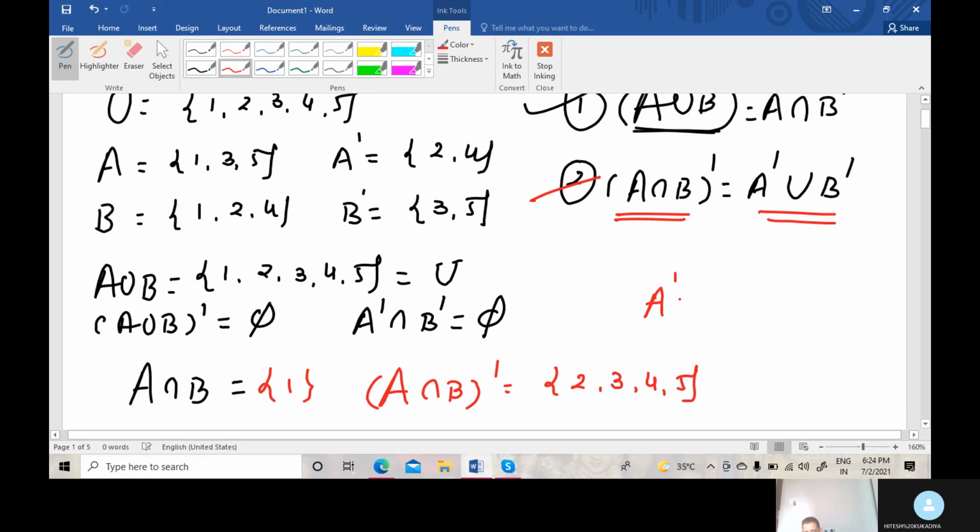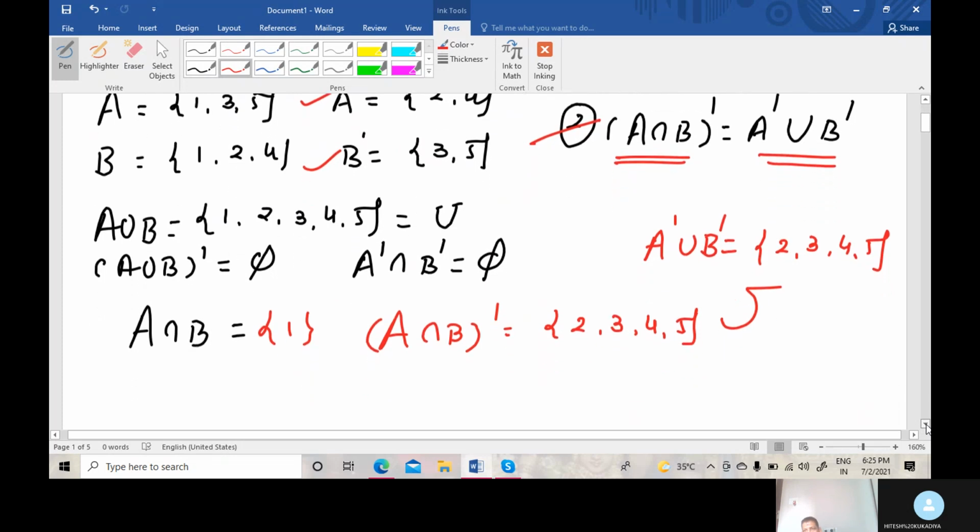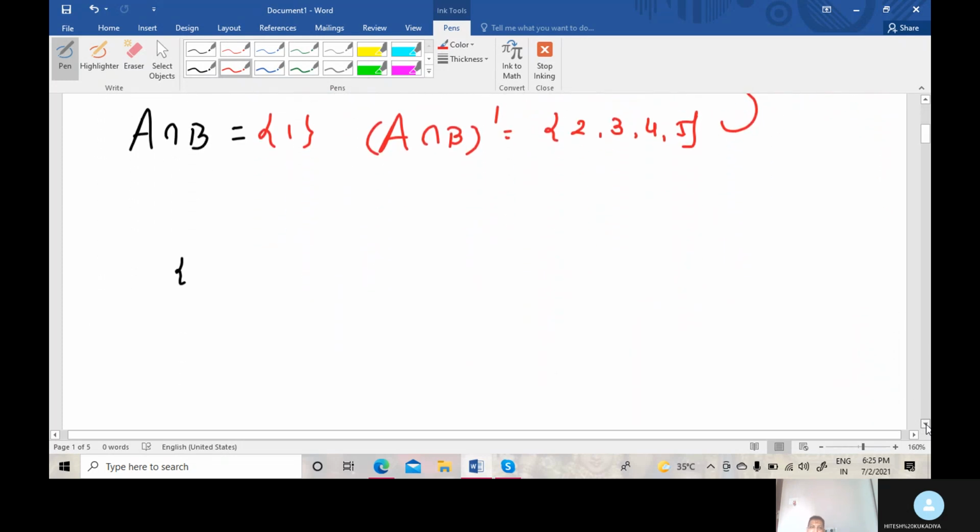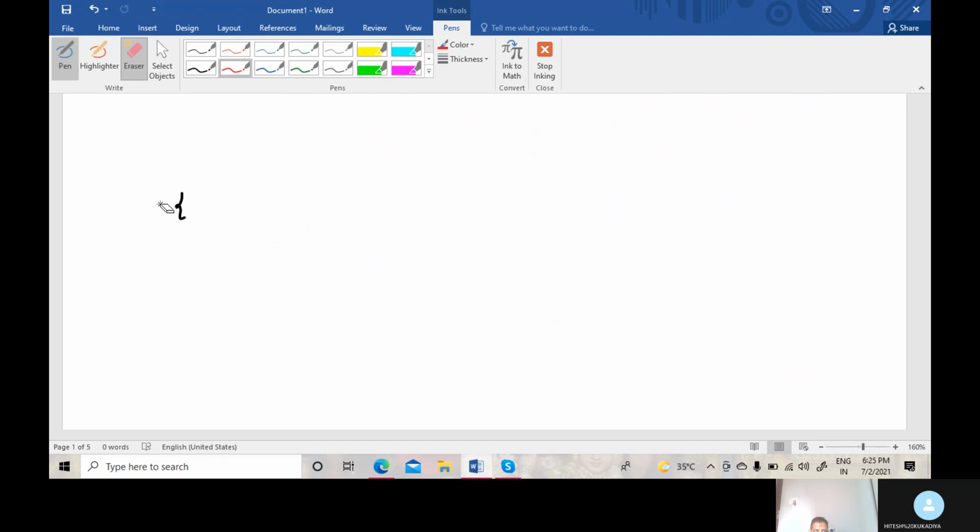Check here, A dash union B dash. Look here, A dash and B dash, take the union. So 2, 3, 4, 5. Is that clear, student? Look, these two results are equal, so the second law is also verified. Is that clear? Now we explain the Venn diagram of De Morgan's law.